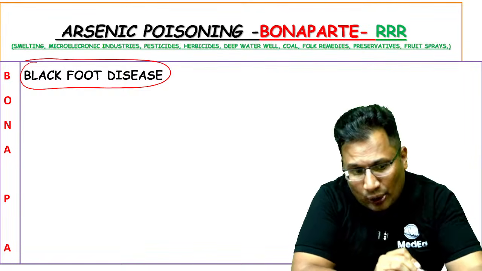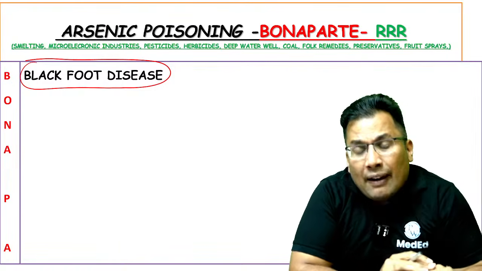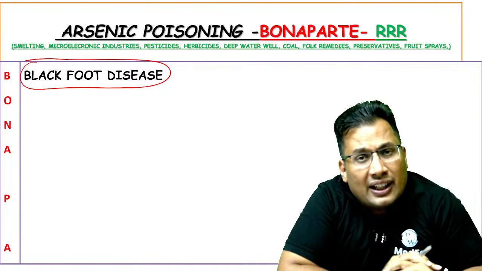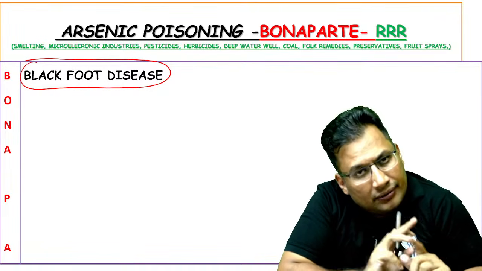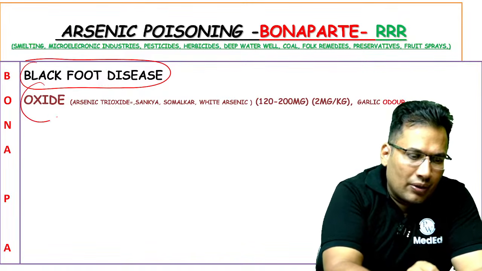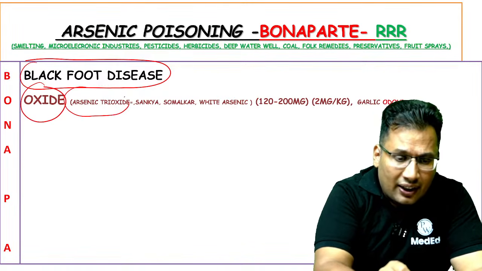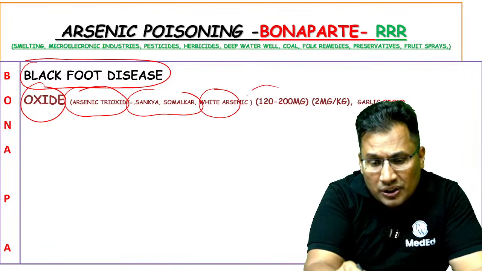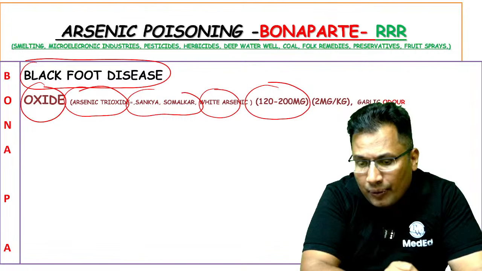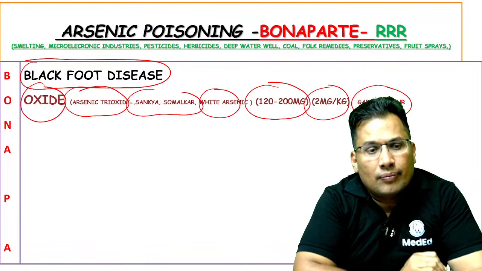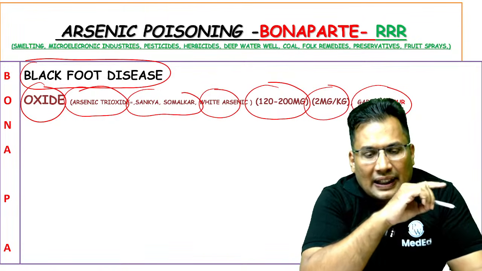So that is arsenic poison. Black foot disease is basically because of vasculitis. Because of vasculitis, there is a formation of gangrene. That is black foot disease. O is for oxide. What is that oxide? Arsenic trioxide, which is known as Sankhya, Somalkar, white arsenic. What is the fatal dosage? 120 to 200 milligram, or 2 mg per kg body weight. What is the smell? Garlic odor. O is for oxide, that is Sankhya Somalkar.